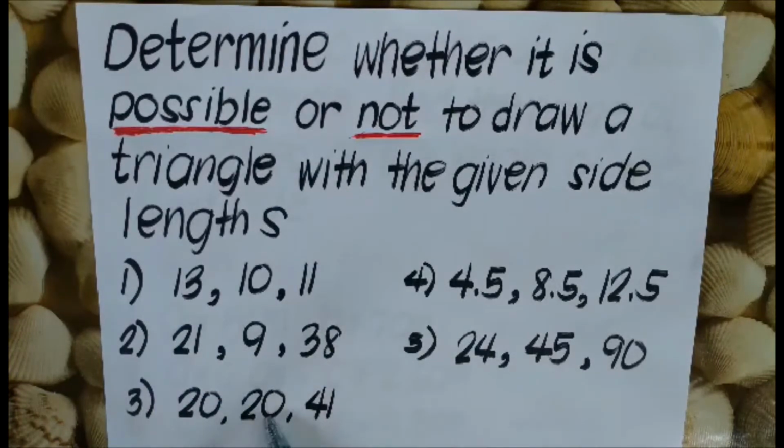20 plus 20 is 40. It is not greater than 41. So therefore, it is not possible to draw a triangle.